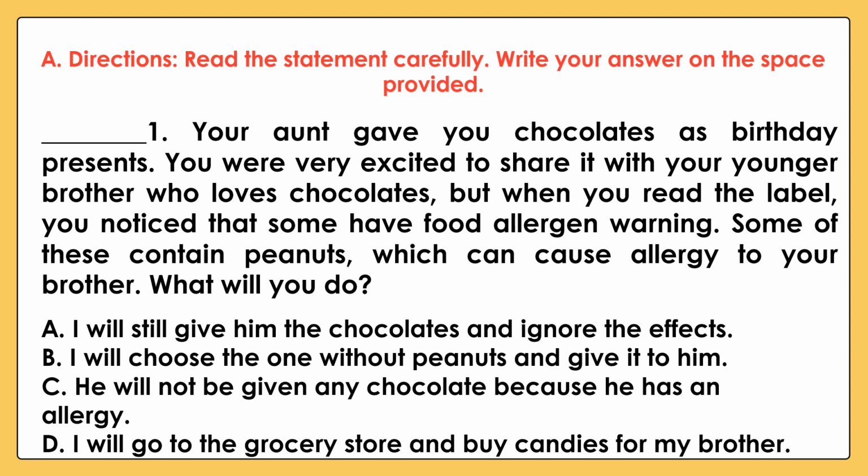What will you do? A, I will still give him the chocolates and ignore the effects. B, I will choose the one without peanuts and give it to him. C, he will not be given any chocolate because he has an allergy. And D, I will go to the grocery store and buy candies for my brother. The correct answer is letter C. He will not be given any chocolate because he has an allergy.